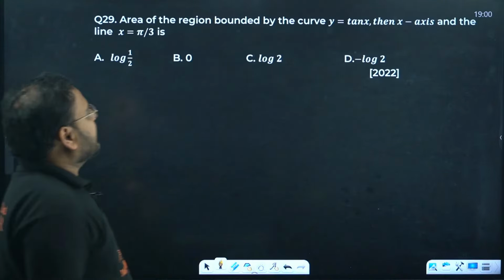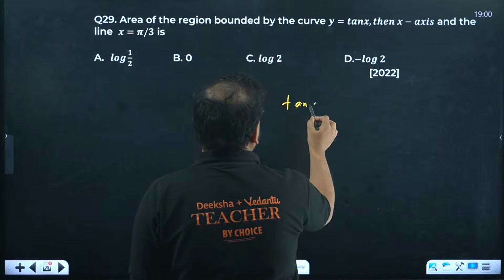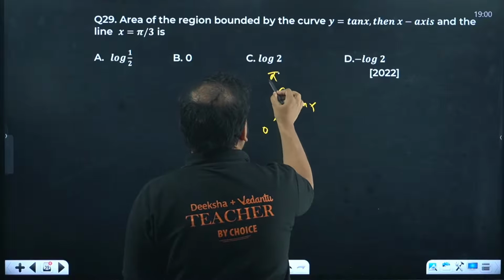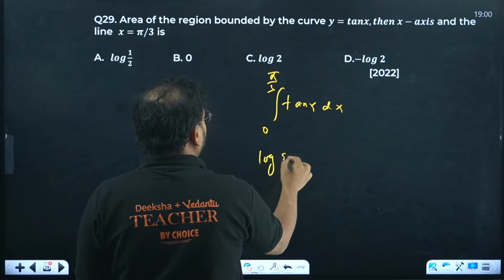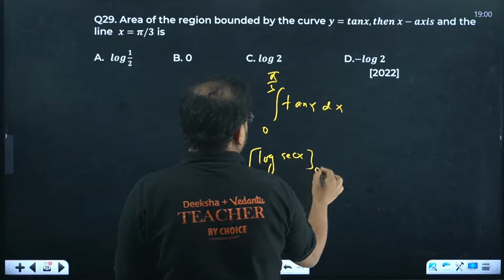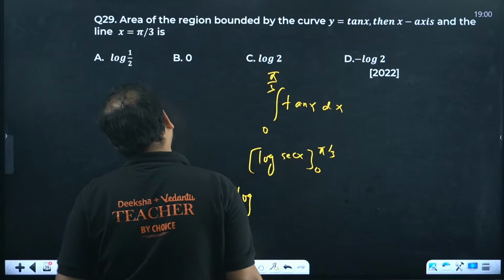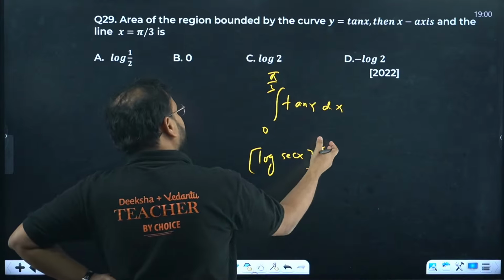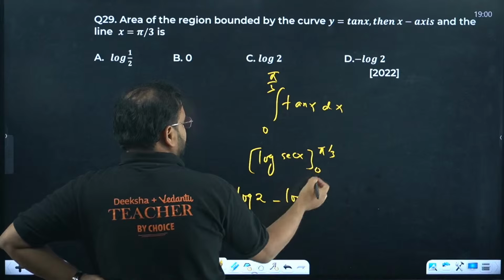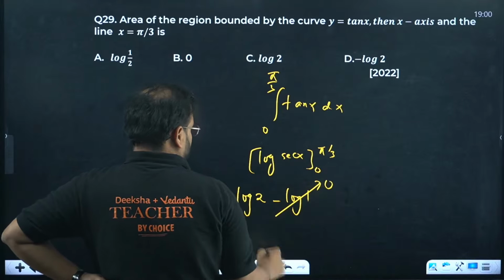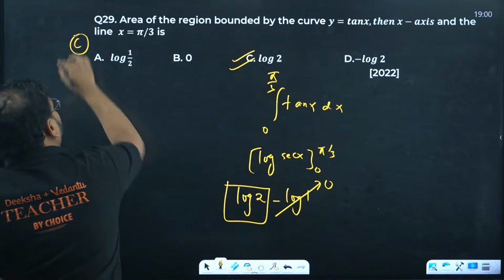Area of the region bounded by y equals tan x and the x-axis, from 0 to pi by 3. Okay, integrate tan x, so log of secant x from 0 to pi by 3. Log of secant pi by 3 is log 2, minus log of secant 0. Secant 0 is 1, and log 1 is how much? 0. The answer comes as log 2. Option is C. The 29th one is C.